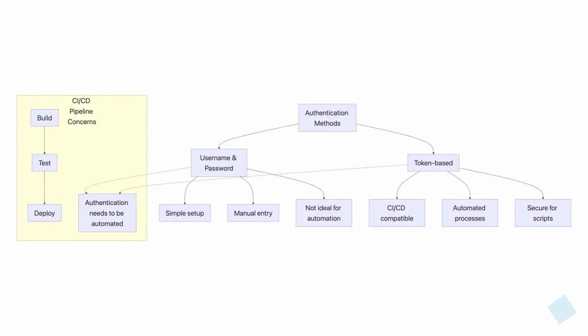So what are those two approaches? I'm guessing one is just username and password, but that can't be the only option, right? How would this work when I'm trying to automate deployments in our CI/CD pipeline? Typing in passwords manually would be a nightmare.